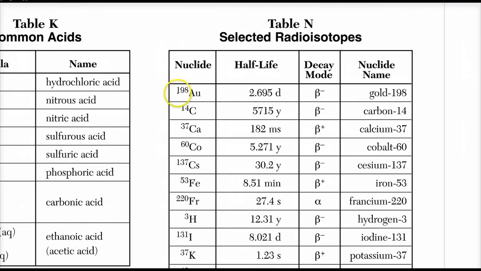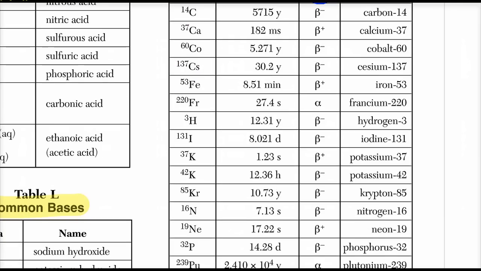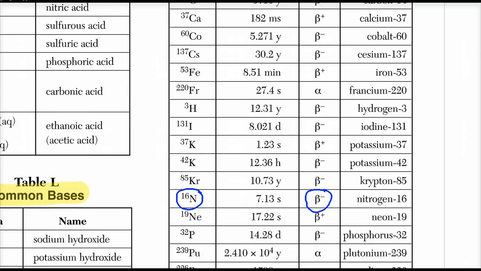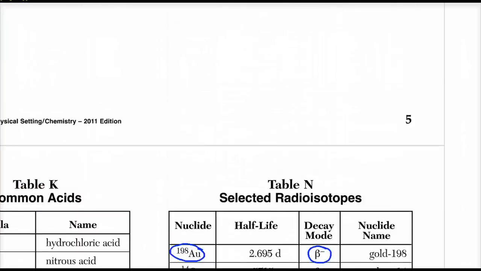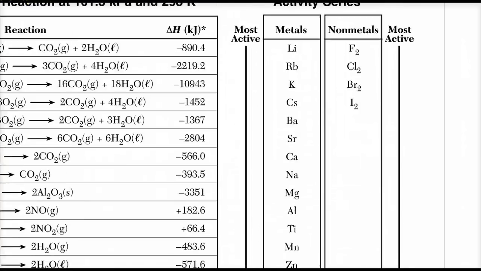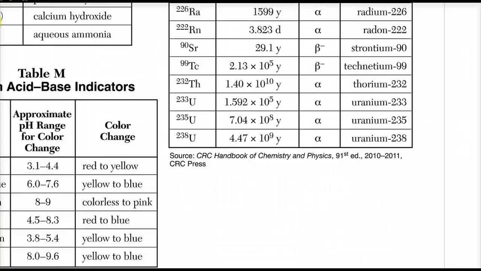So table N, here we go, and I see that my gold 198, this specific isotope of gold, has a beta negative decay mode, which is a beta particle listed in table O, if you needed to know what that was. And nitrogen 16, this particular isotope of nitrogen, also gives a beta particle. Okay, and as we go through that, let's go to table O. If I knew my alphabet, life would be easier.